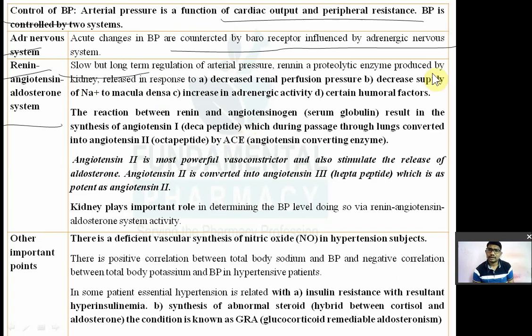Now what is renin? It is a proteolytic enzyme. Renin is a proteolytic enzyme produced by the kidney. Remember, a question comes on this also. Renin is produced in one of the following organs. Renin is a proteolytic enzyme produced in the kidney. Okay, a proteolytic enzyme which is released upon certain signals.